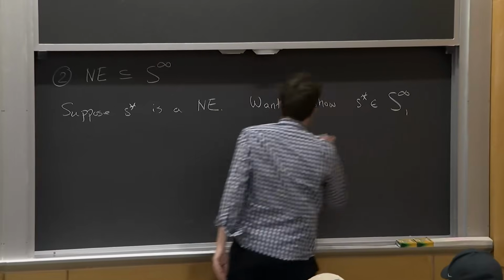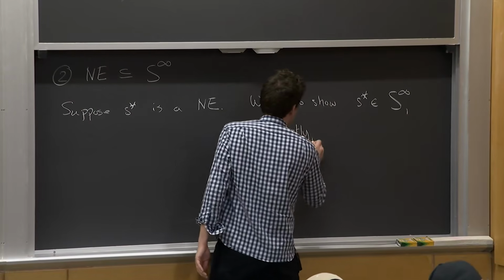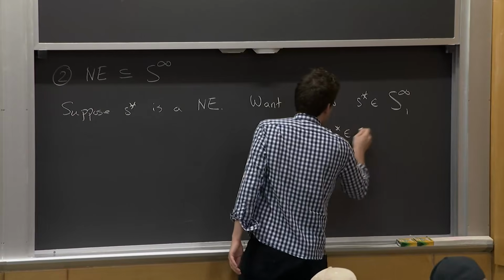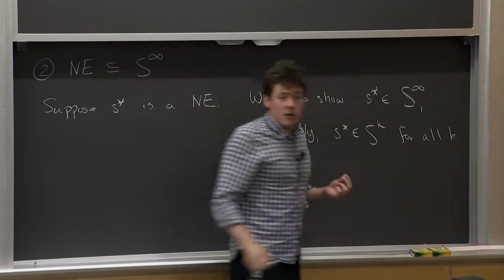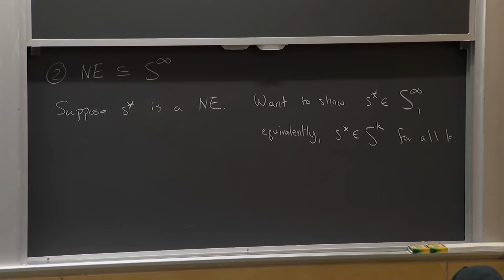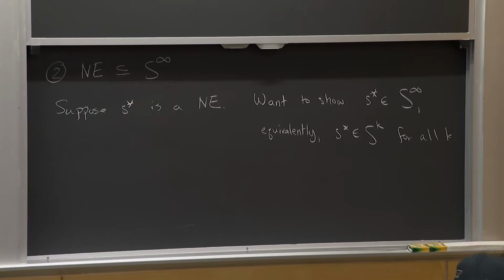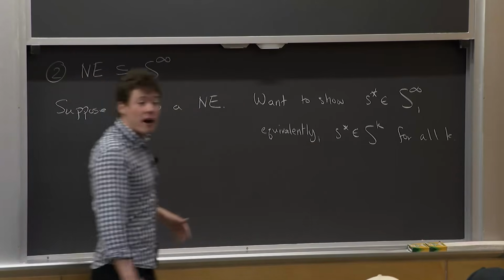So, or equivalently, and easier to show, S star is in Sk for all k. Right? So let's just say this in words. We want to show that S star survives every round of elimination and makes it till the end. Well, the way we show that is we just show it makes it to the first step, and the second step, and the third step, and the fourth step, and the fifth step, and it never gets thrown out, and therefore it must survive all the way to the end. So we want to show that this strategy profile must survive every round of elimination.